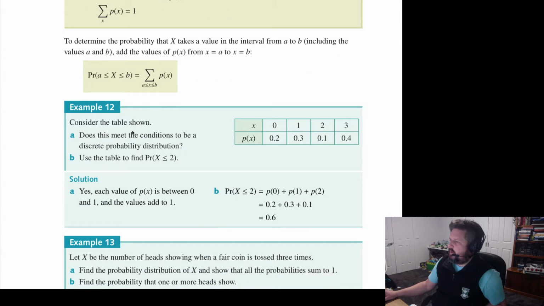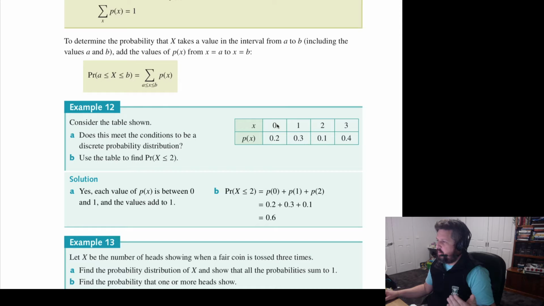Let's have a look here. It says, consider the table shown. This is worked example number 12. It says, does this meet the conditions to be a discrete probability distribution? So again, there's a few things that we need to know. First of all, each of these values of p of x has to be between 0 and 1 as a probability, and so it does indeed meet that condition. And the other condition is that all those values have to add together to make 1. And indeed, when you add those together, it does add up to 1. So this does meet the conditions of a discrete probability distribution.